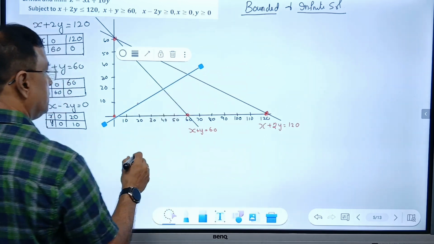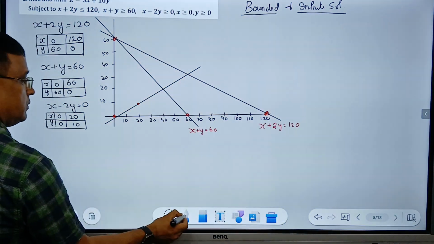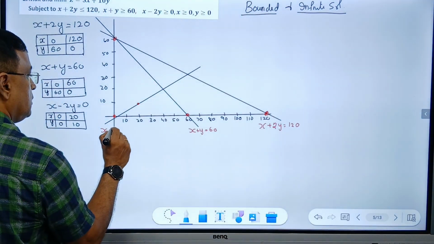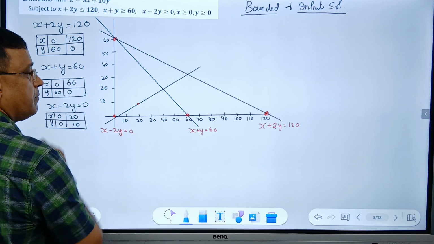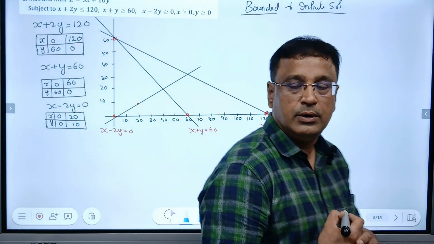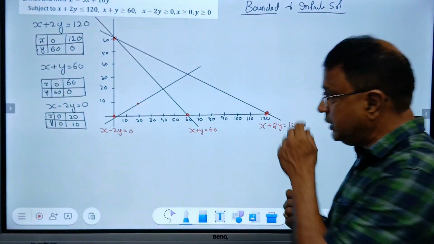So I have got this line. What is this equation? This is x minus 2y equal to 0. So I have drawn the graph. Now it's time to shade. Now how do I shade it?